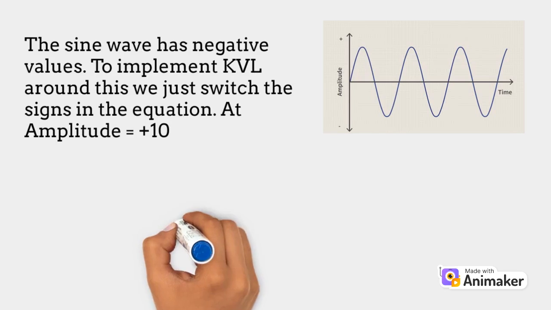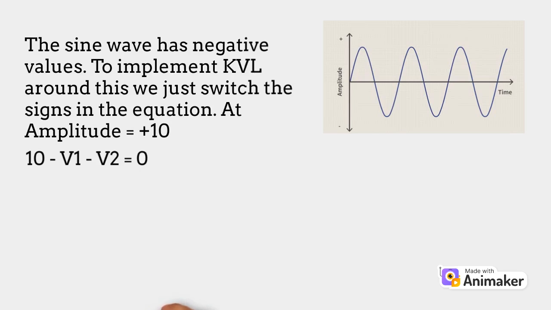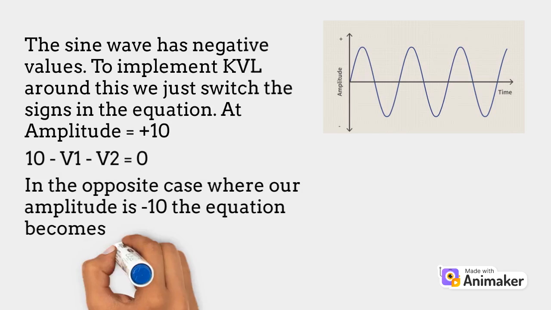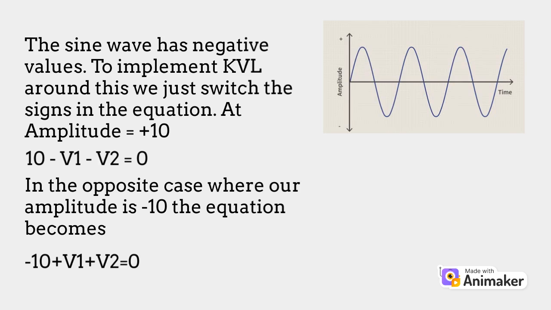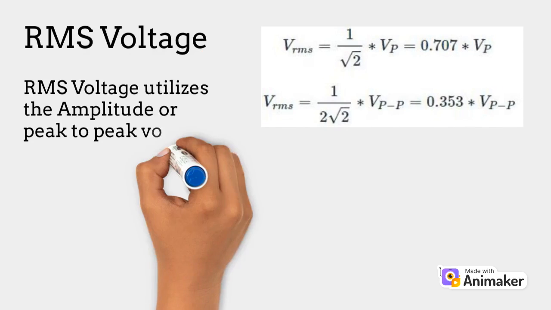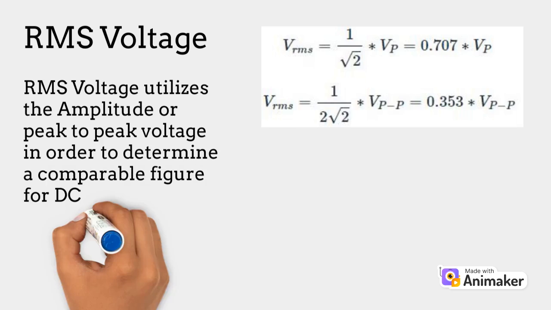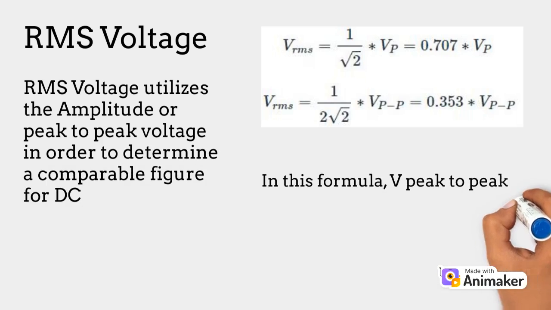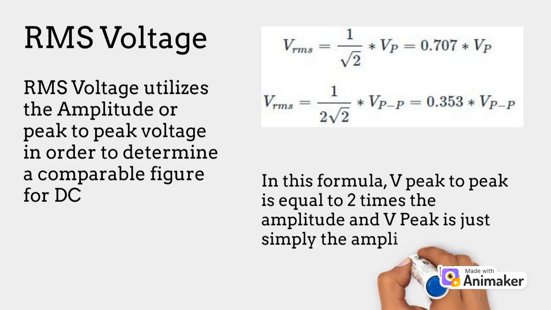To implement KVL as the current changes, we just simply switch the signs in our chosen equation, as the polarities on our load momentarily change. At V equals 0, the voltages are all 0. To determine a comparable integer for AC voltage that can be compared to DC voltage, we must use RMS, or root mean square. To calculate this off of a sine wave, we can either use the peak-to-peak voltage or the amplitude of a single peak.